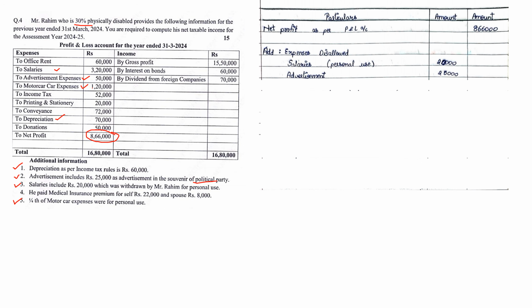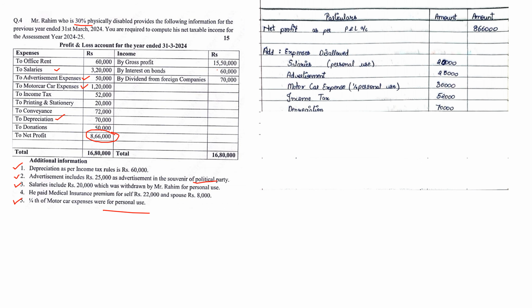Motor car is a normal expense, but they have given that 1/4 of the car is for personal use, so we'll take 1/4 of 1,20,000. That comes to 30,000. So motor car for personal use, 30,000 disallowed. Income tax personal, disallowed. Printing stationery and conveyance are normal expenses, won't come. Now when there are two depreciations, one in the question and one in the adjustment, the one in the question comes in add, so 70,000 depreciation. Donation is personal, so again it comes, 50,000. The total comes to 2,47,000. So these are all the expenses which are disallowed, which we need to add.